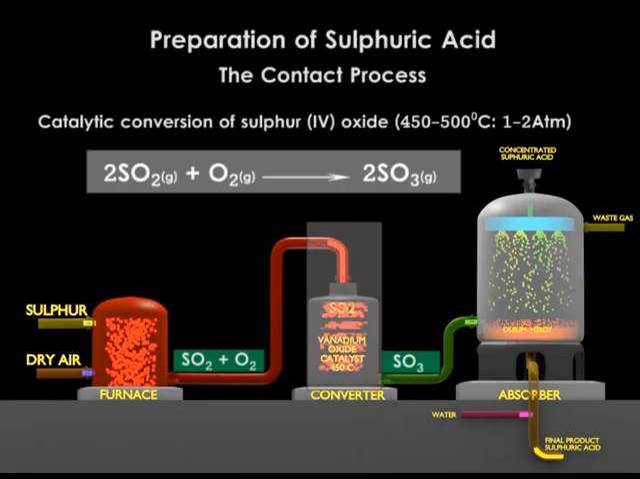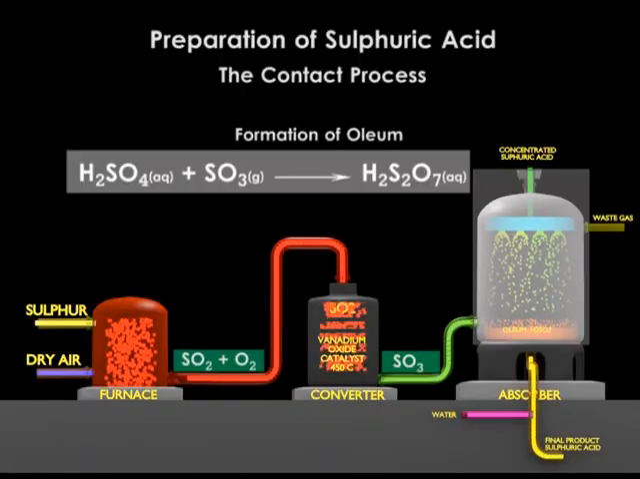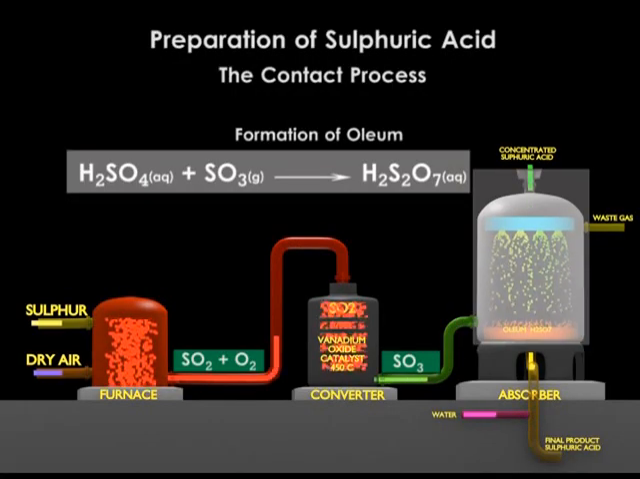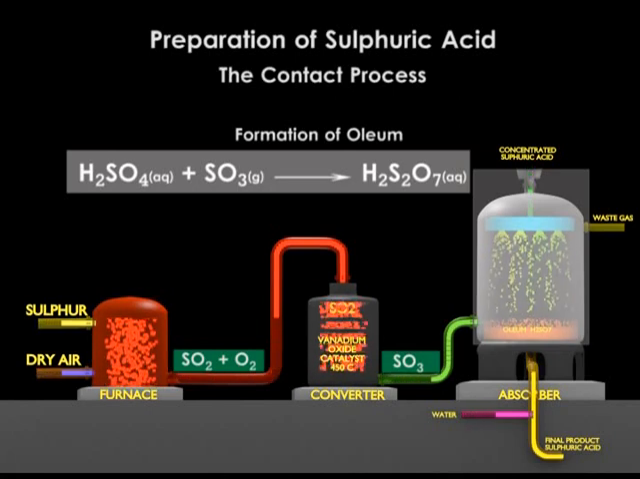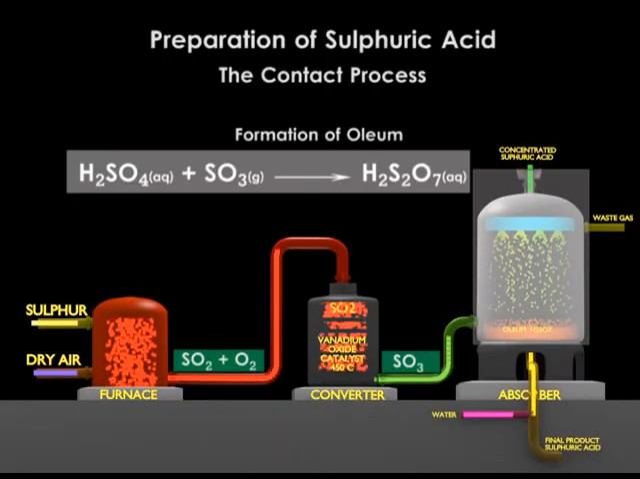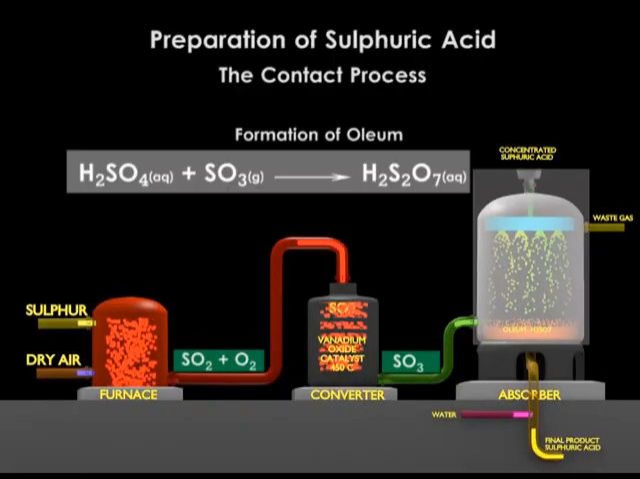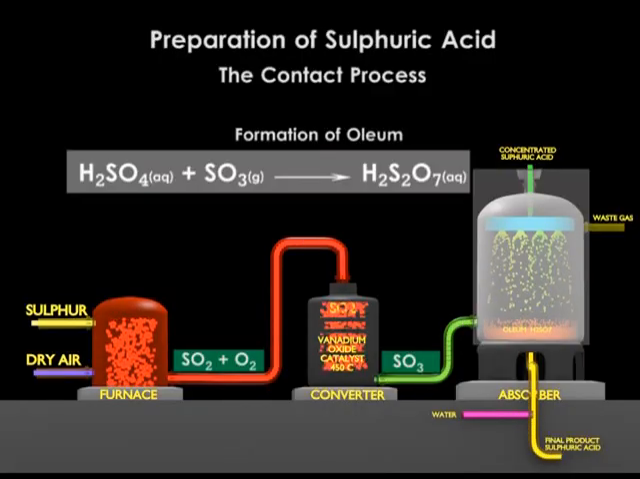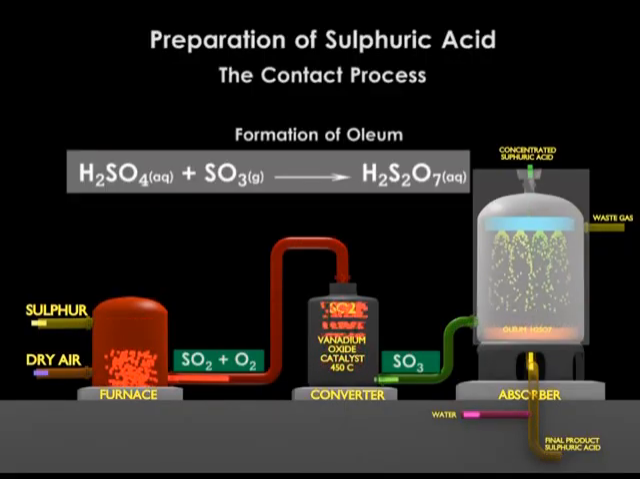From here, the gases are then passed into an absorption tower. This is packed with ceramic rings through which concentrated sulfuric acid flows. Here, sulfur 6 oxide is absorbed in the concentrated sulfuric acid. The result is a highly viscous oily liquid called oleum or disulfuric acid. Sulfur 6 oxide is not absorbed directly into water because the reaction is highly exothermic. This causes the solution to boil, forming a mist of tiny droplets which are dangerous and condense slowly.